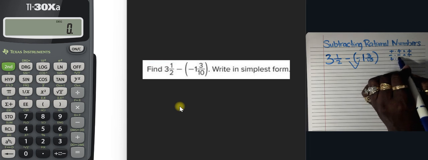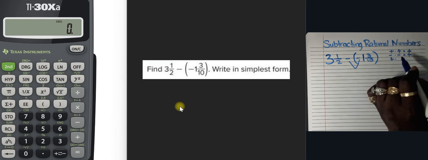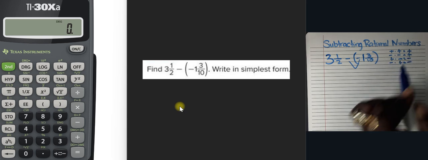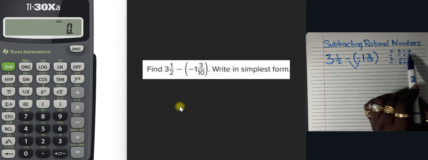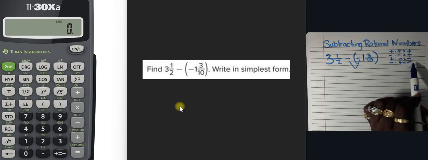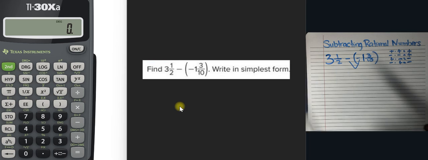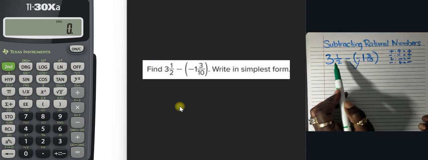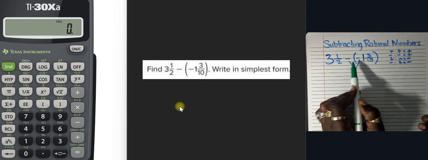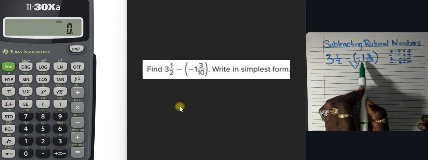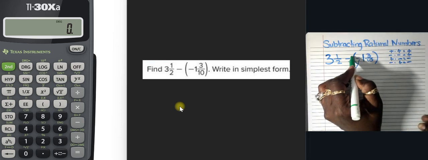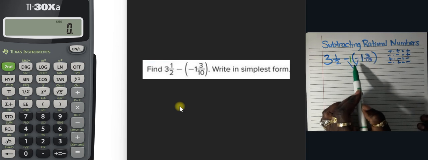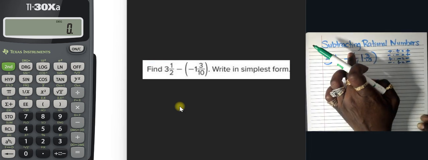And if you have a positive and a negative, you'll end up with a negative, and a negative times a positive is also a negative. Okay, so two of a kind is a positive, one of a kind is negative. The way that we look at this is as if this is being multiplied. Yes, it is a subtraction problem. We're taking 3 and 1/2 and subtracting the opposite of -1 3/10. But the way that I look at it is as if it is a multiplication problem. So we're saying we're subtracting one times -1 3/10. That's the way that I look at it.